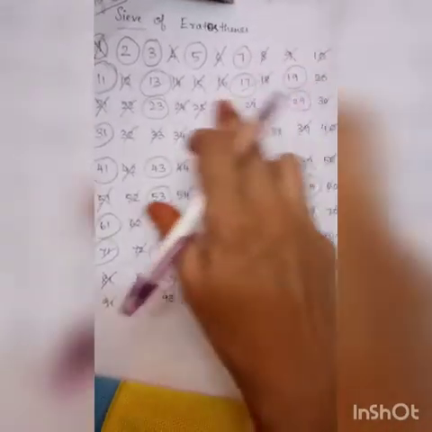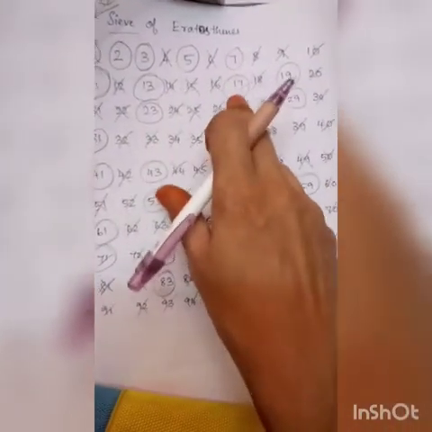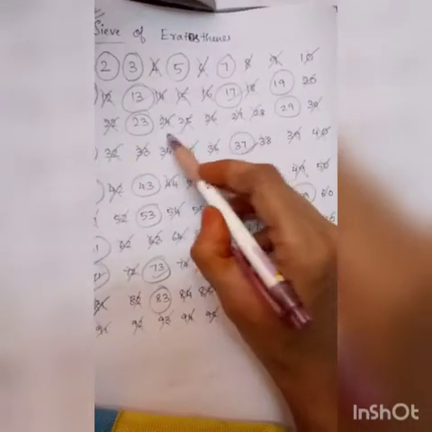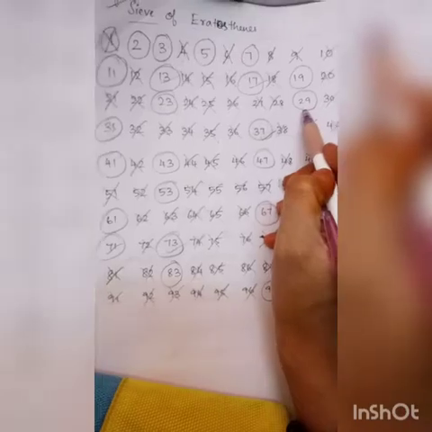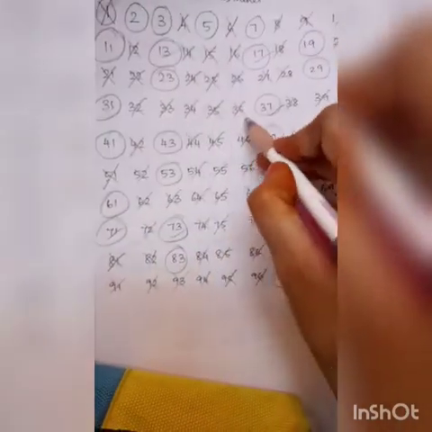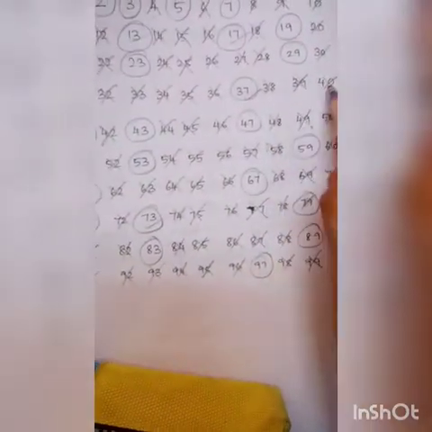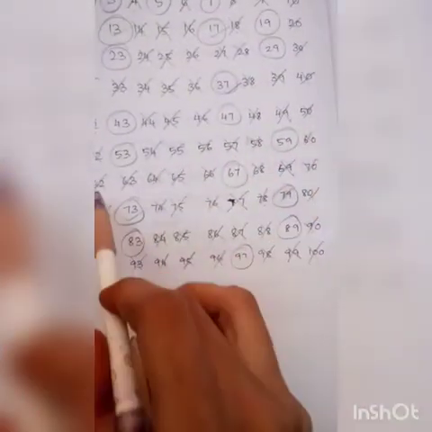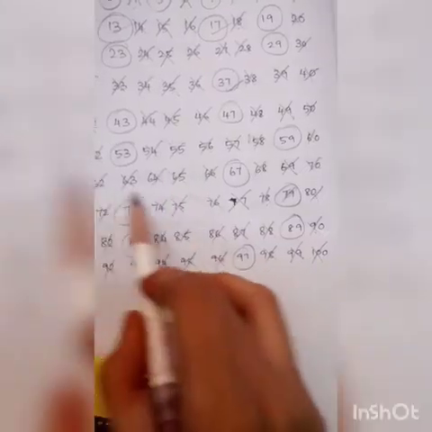Only 3 is there, so no. Here 3 only is there. After that a prime number comes, so we can't take it. 1, 2, 3, 4, 5. Totally 5 is there. After that a prime number comes. Here also we have 5, so we can't take it. Here 3, here 3, here 3. Here 5, we can't take it. 1, 2, 3, 4, 5, we can't take it.